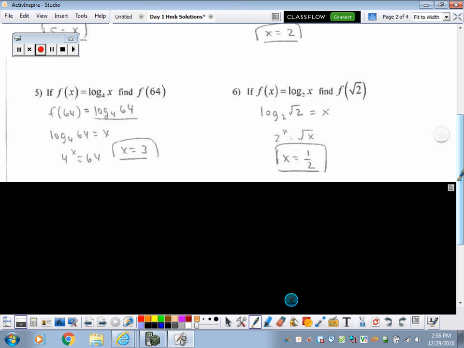And actually this should have been 2 to the 1/2 power is equal to radical 2. There we go. X is equal to 1/2, right? No, radical 2. That's wrong, this should be radical 2. There we go.